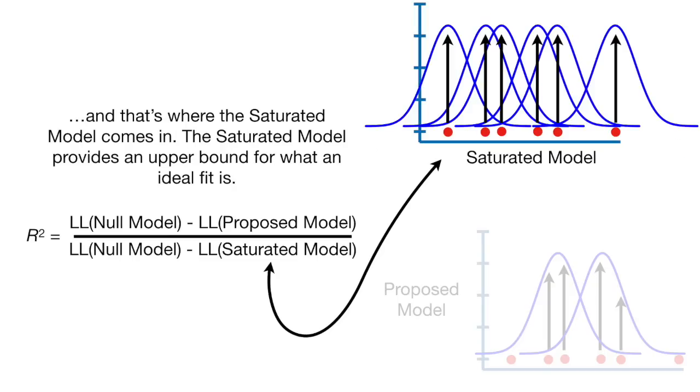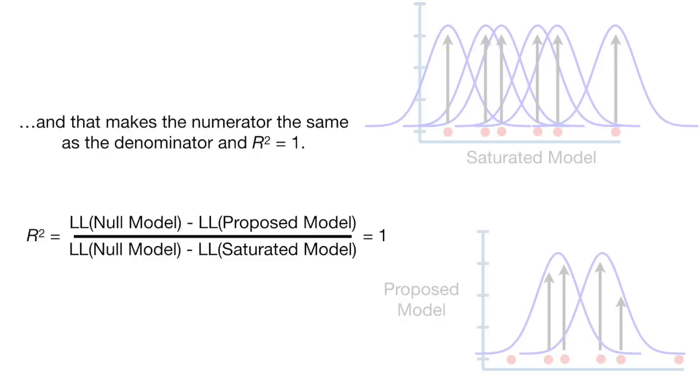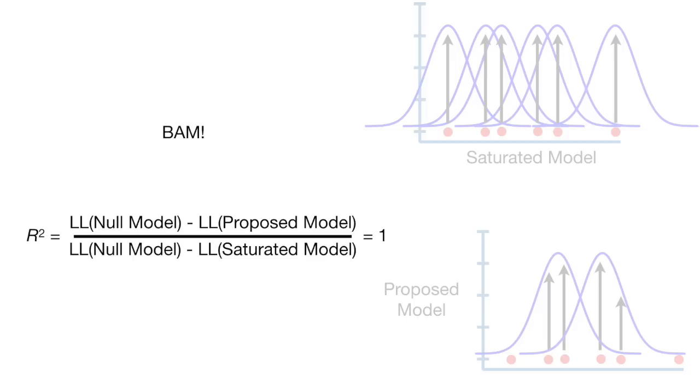And that's where the saturated model comes in. The saturated model provides an upper bound for what an ideal fit is. Thus, if the proposed model is just as good as the saturated model, then the log likelihood of the proposed model will equal the log likelihood of the saturated model. And that makes the numerator the same as the denominator, and R² equals 1. Bam. But not a big bam, just a little bam for now.